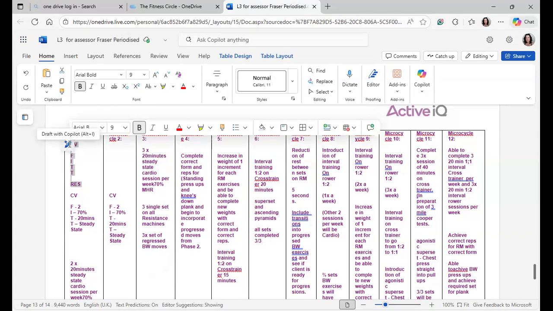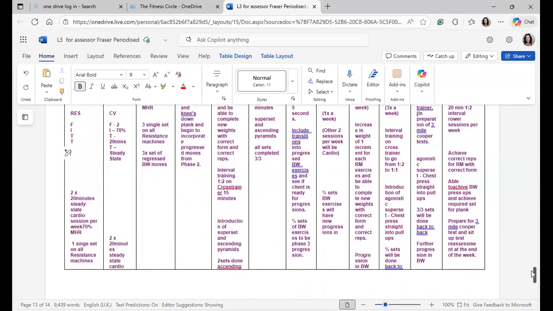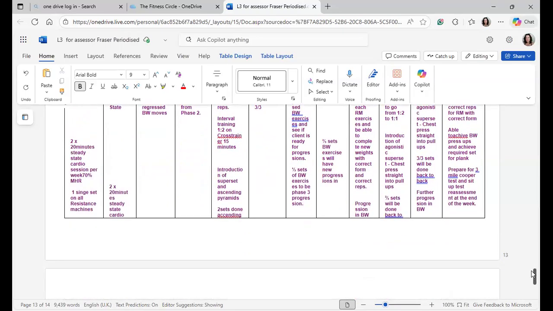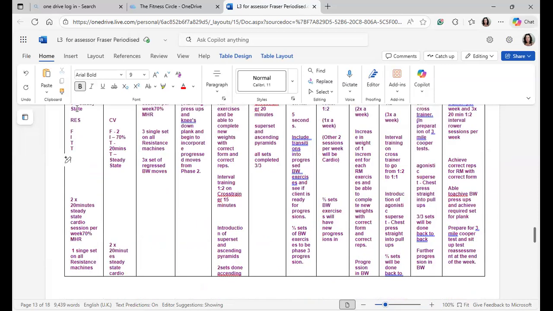So hopefully that helps with the layout of that section there. As I said, it can look a little bit overwhelming, but essentially what Active IQ want from you is this. Please do put FITT in there. And essentially in each column, we just want two blocks there. So single set, all resistance machines. So that is lacking. So this student's done an amazing job with the overview, definitely has done an amazing job, but we're not covering FITT.